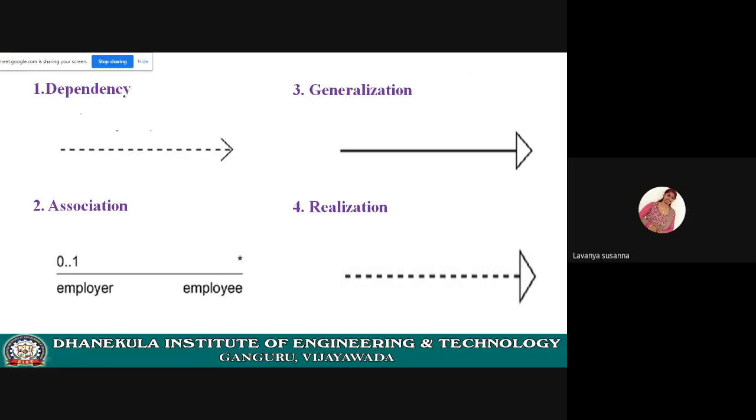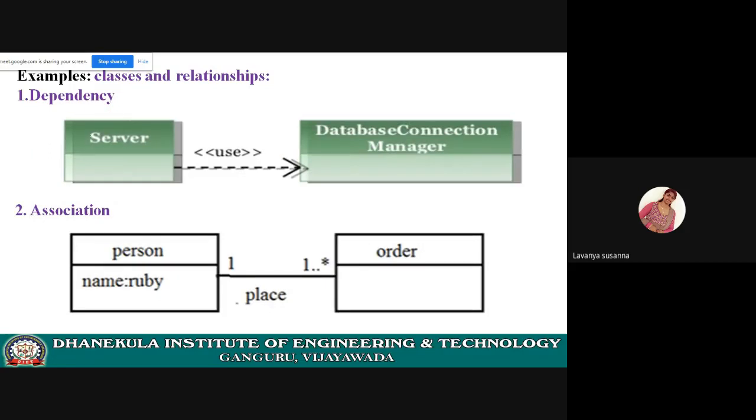Already we have completed dependency. The dependency symbol is a dotted line and then an arrow mark. Let us see an example. Server is a class. You need to represent a class like this: a rectangle, and then draw a line with the class name. If you want, you can represent attributes and methods also, or you can represent it without attributes and methods.